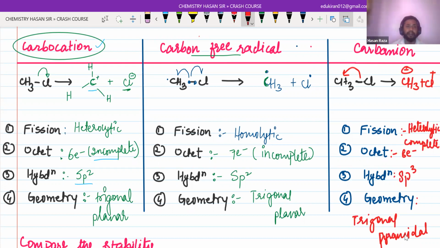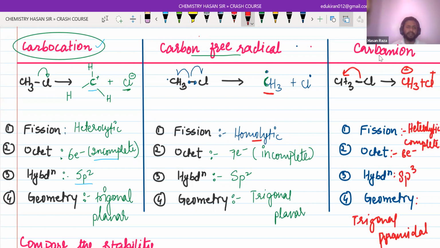What is a carbon free radical? It will take its own electron, and the electron will be divided equally, and there will be a dot or a free electron on carbon. That is a free radical, and it will be done by homolytic cleavage or homolytic fission.